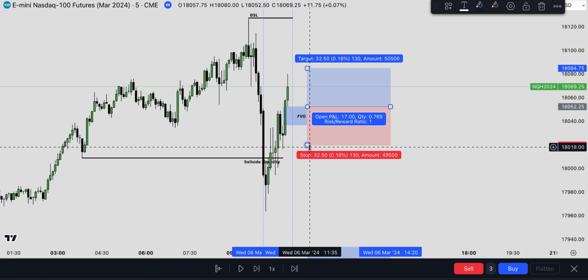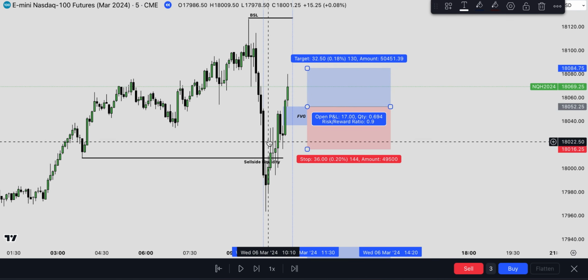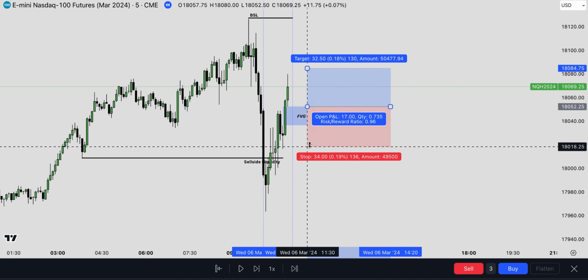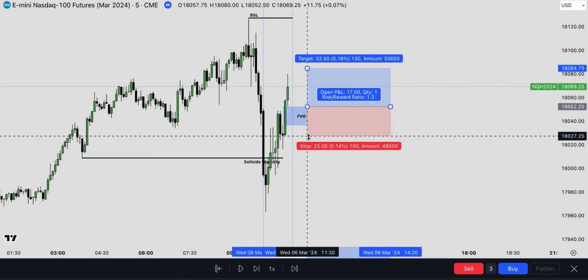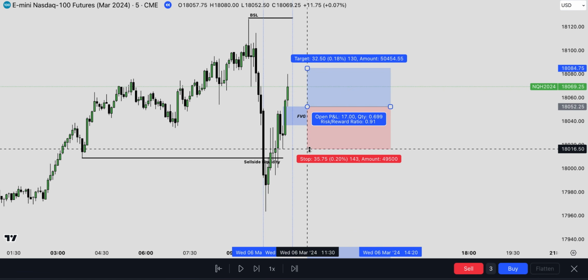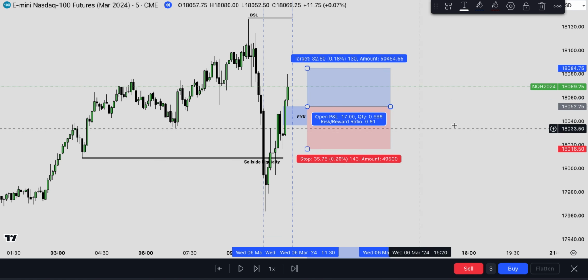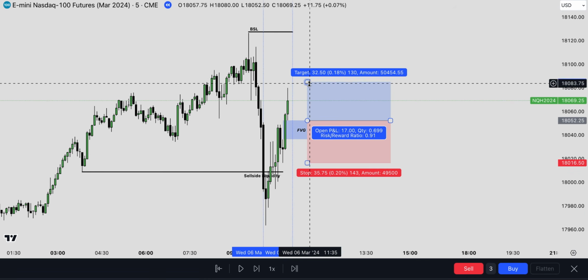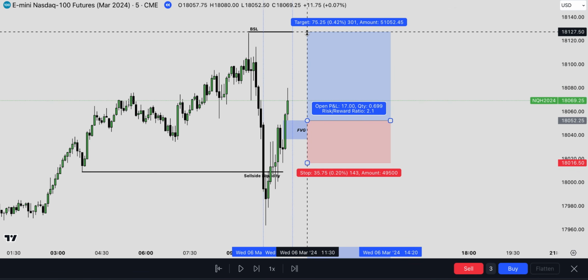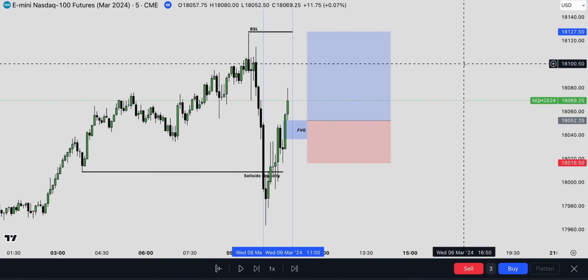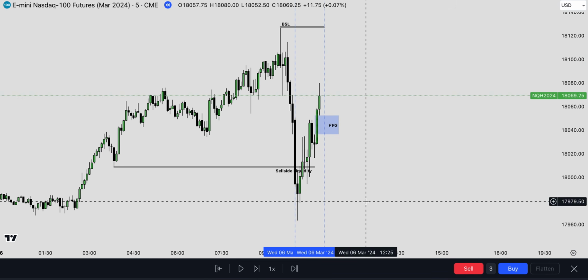I would put my stop just below the swing low here. The minimum stop placement is below the displacement candle, so you can put it here. However, there's a swing low, so if you want your trade to be safe, I would put it below a swing low, okay? And you would target the highs. So this is easily a 1 to 2 risk to reward ratio. Okay, so let's see how this plays out.